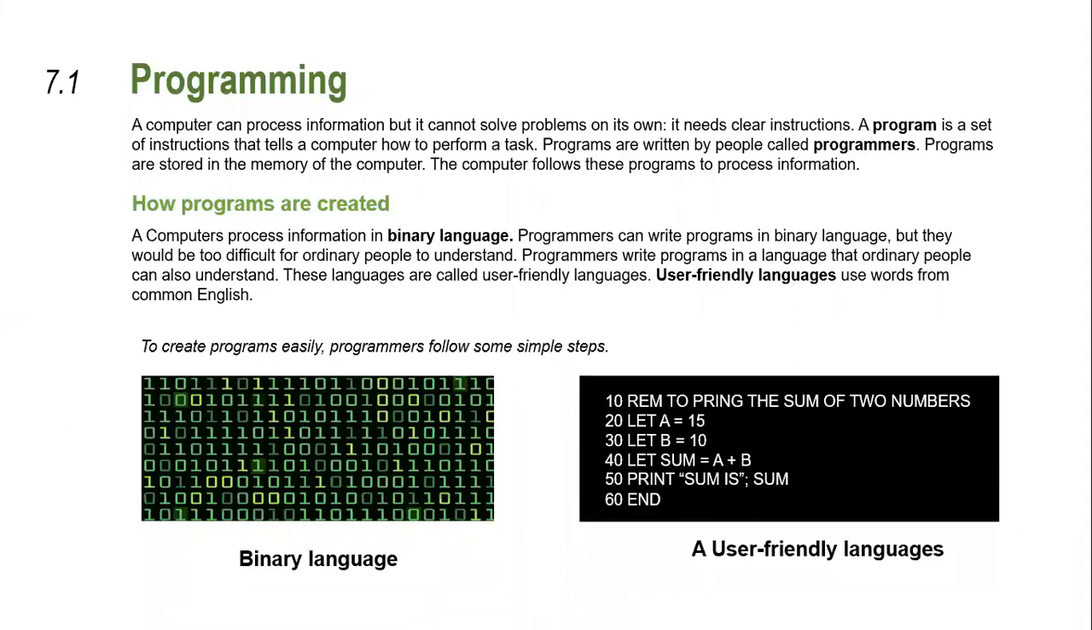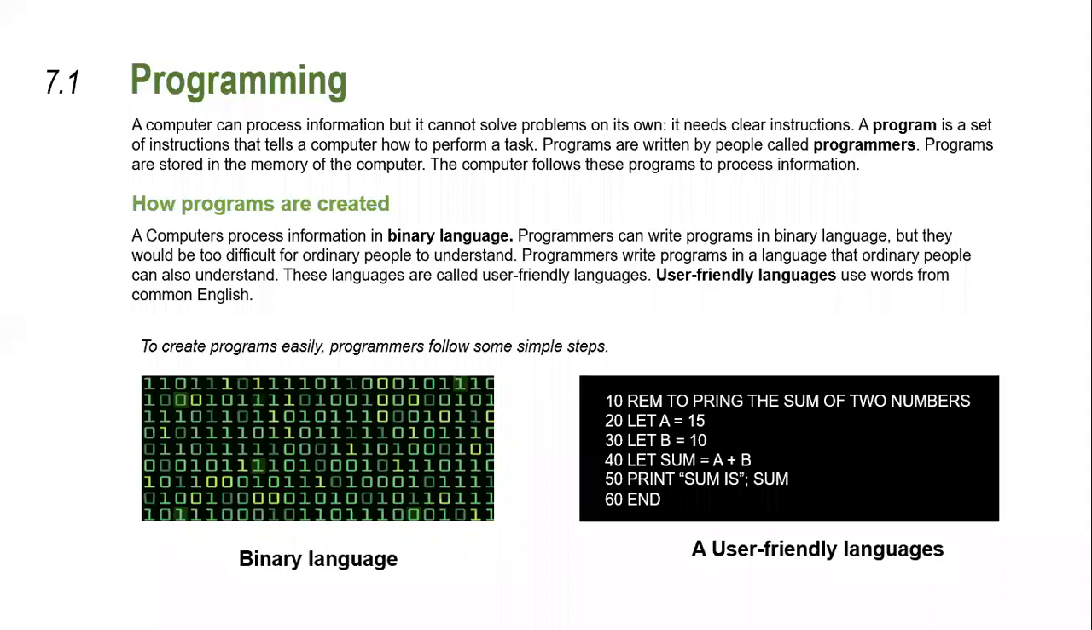It needs clear instructions. A program is a set of instructions that tells the computer how to perform a specific task. Whenever someone writes a program, it gives instructions to the computer to perform any kind of task. Programs are written by people called programmers. Programs are stored in the memory of the computer. The computer follows these programs to process information.